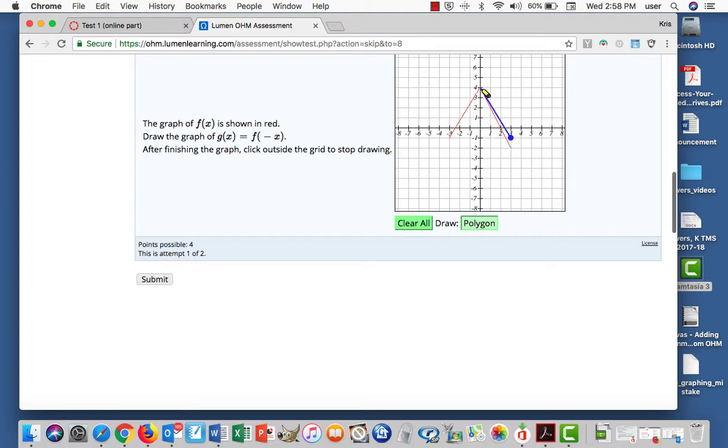The next point is actually at x equals 0, and the opposite of 0 is still 0, so that point doesn't move. And then the third point, which was at 3, -2, is going to move to -3, -2. And then I'm clicking outside the box.